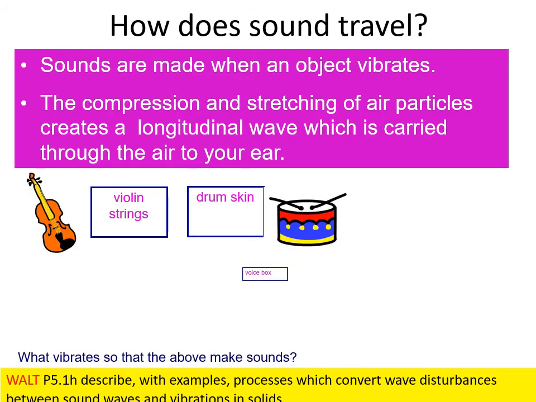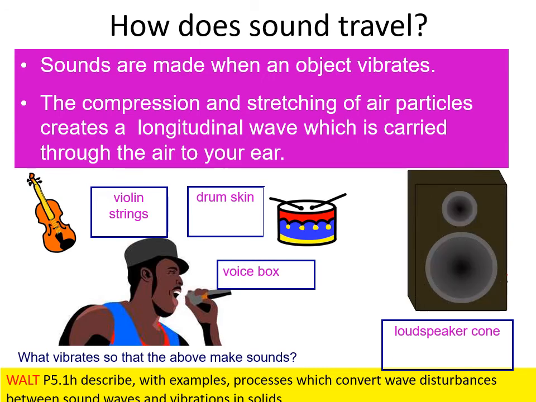So different examples: violin strings, drum skin, voice box. How do we talk? We produce sound through the vibration of our vocal cords. Loudspeakers, through the vibration of the loudspeaker cone, produce sound. So it is basically that an object has to vibrate in order to produce a sound.